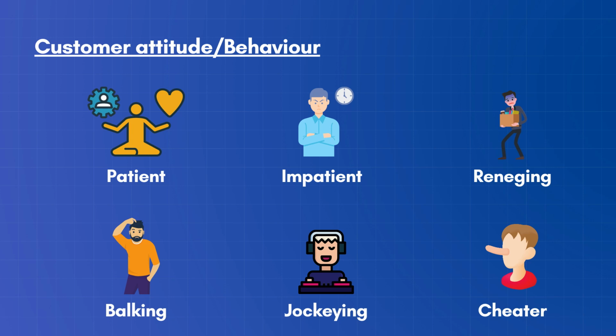And then there are jockeying and cheaters. Jockeys are those who keep on switching queues, and cheaters are those who obviously cheat the queue.